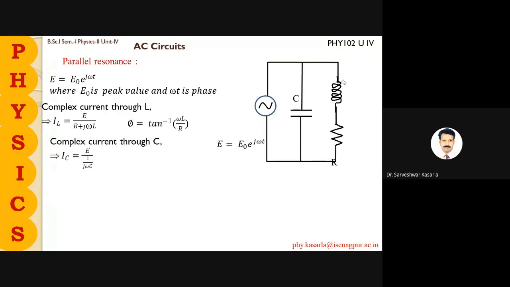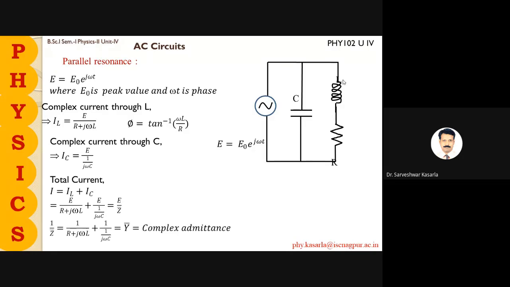Now the complex current through the capacitor is given by IC is equal to E upon 1 upon j omega C, where 1 upon j omega C is the reactance of the capacitor. If you add both the currents, then the total current will be equal to IL plus IC. So that will be like this.